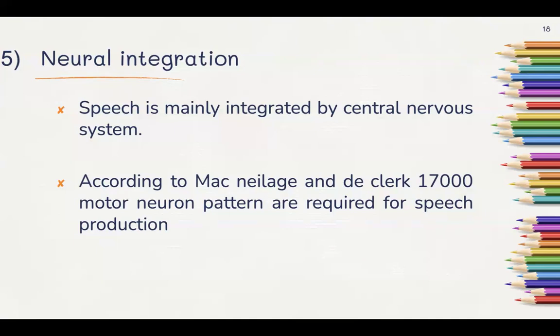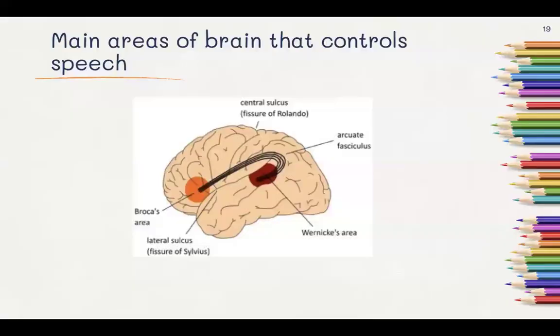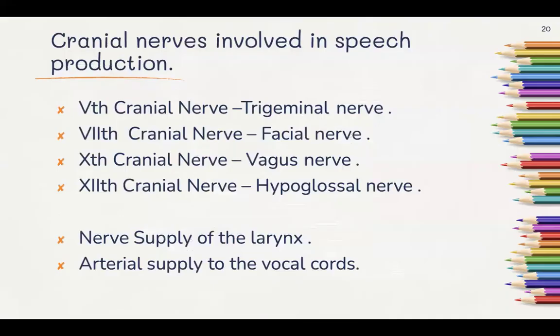Then there is neural integration, and speech is mainly integrated by the central nervous system. These are the main areas of the brain which you are already aware of. And briefly, the cranial nerves involved in it are the trigeminal, the facial, the vagus, and the hypoglossal, and the nerve supply of the pharynx and the arterial supply to the vocal cords play a major role. Anything affecting all these will affect your speech.